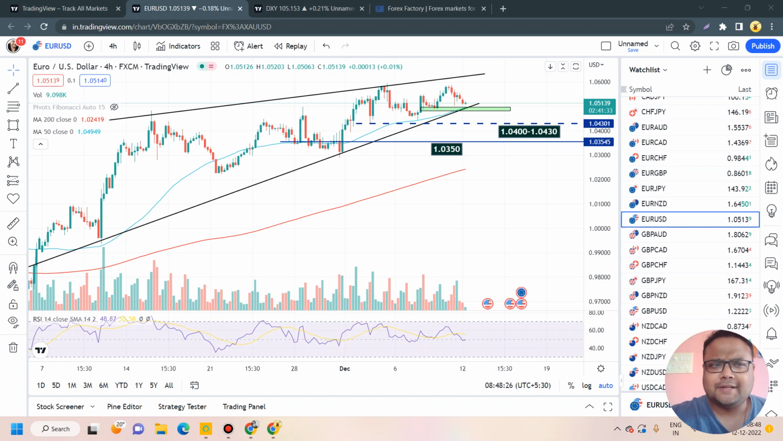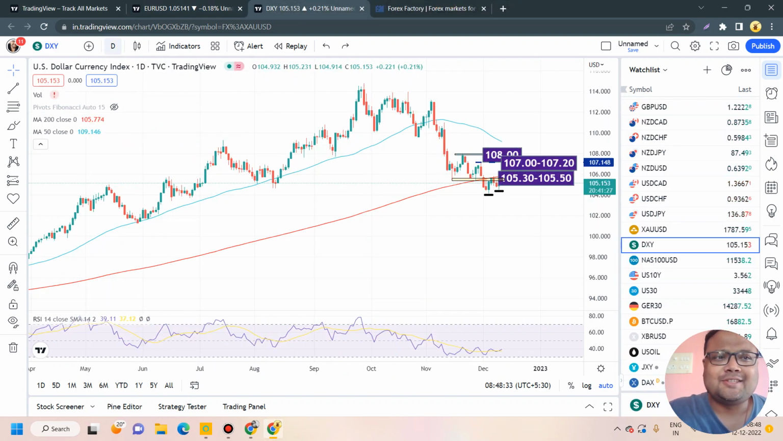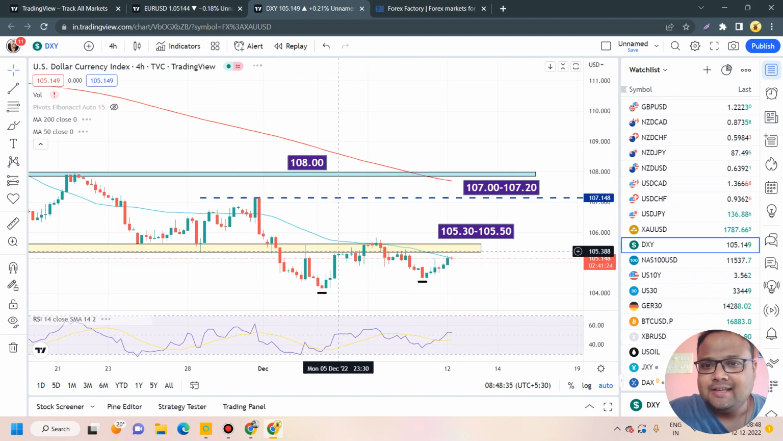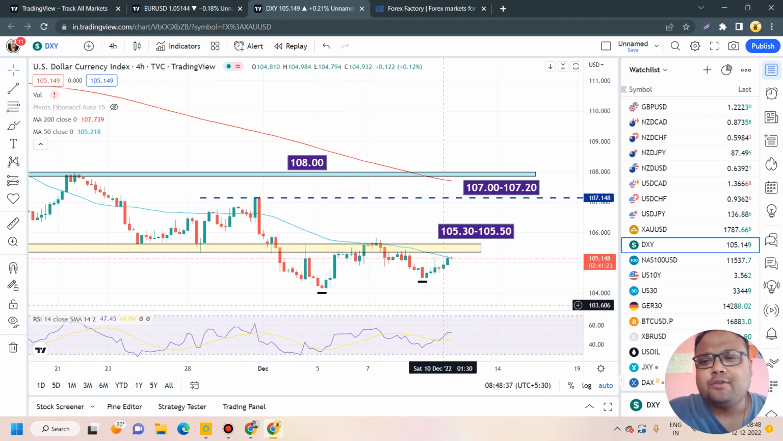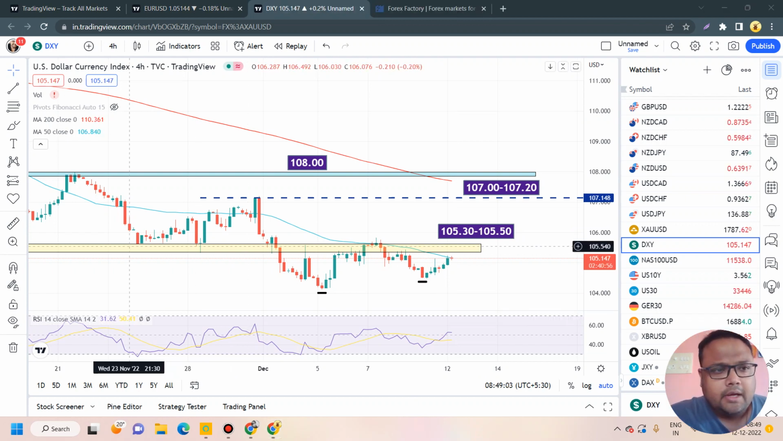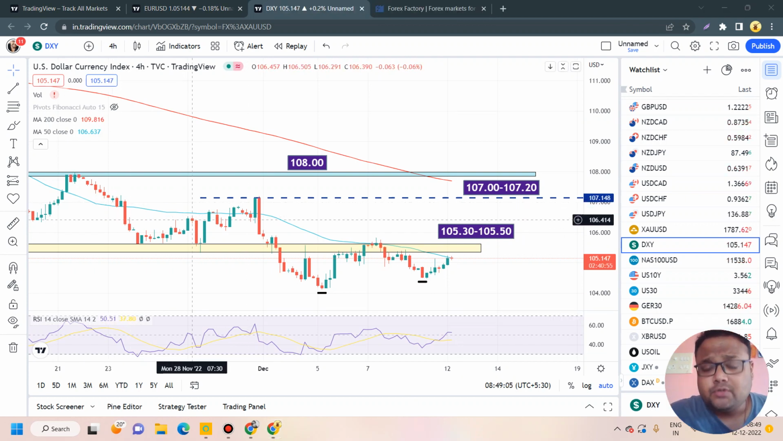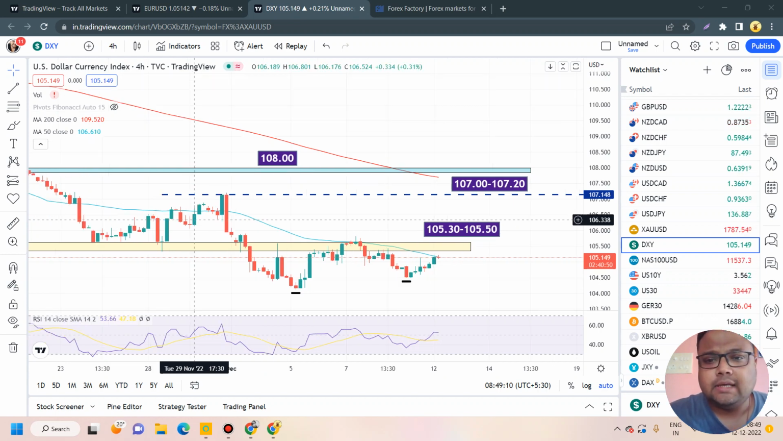So let's get started. The market is open and we can see that after the market opening, DXY is trying to recover again. Yes, DXY is right now standing at 105.14 again, heading towards the previous resistance zone of 105.30 to 105.50. As you can clearly see on the chart, the DXY is right now standing at the 50 moving average, the dynamic resistance here.